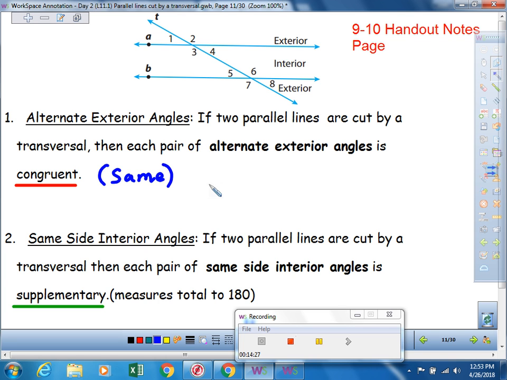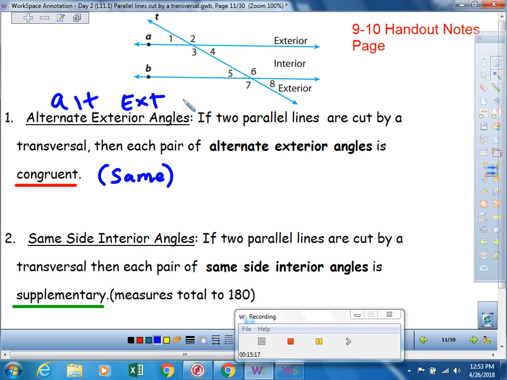So, exterior angles. On the outside of the parallel lines, or your bread, right? So, 1 and 2 are exterior, 7 and 8 are exterior, but you want alternating sides. So, 2 and 7, angles 1 and 8. Those are alternate exterior. All right. Same side. Oh, let me give you an abbreviation here before I go on. ALT, EXT. Writing this down? Writing the abbreviations down? All right.